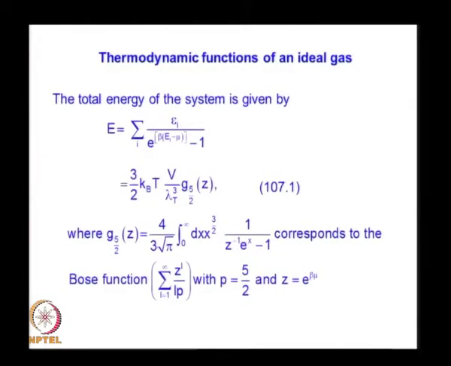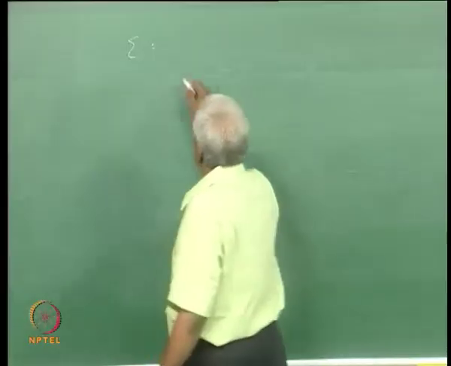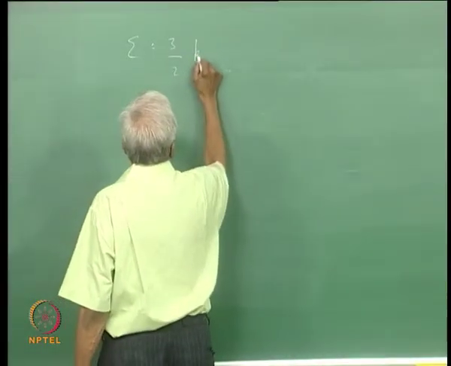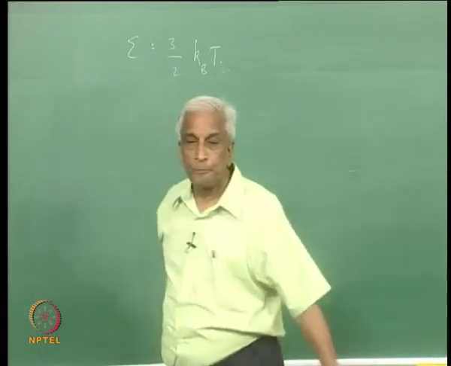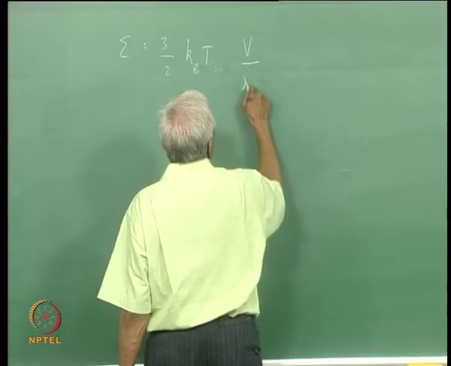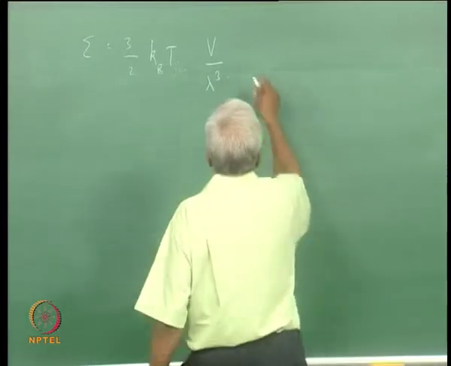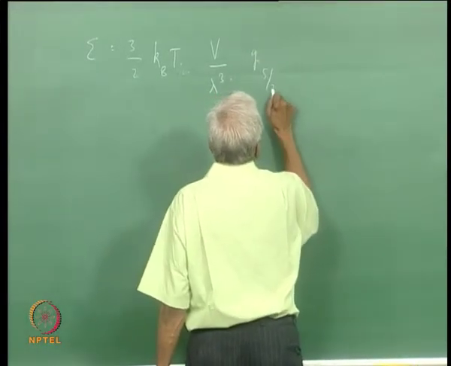We know that the specific heat is the temperature derivative of the internal energy. Therefore, we first determine the internal energy and then differentiate the expression with respect to temperature to obtain the specific heat. The energy is given by (3/2) kB T V/λ³.